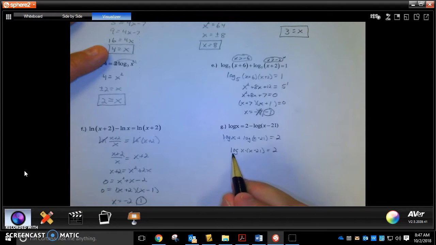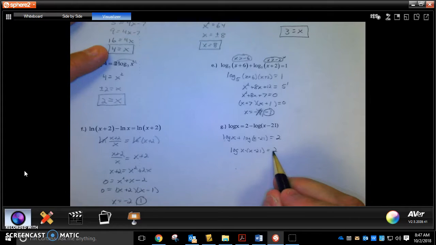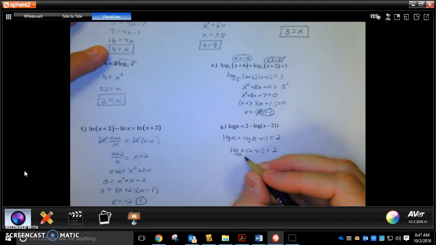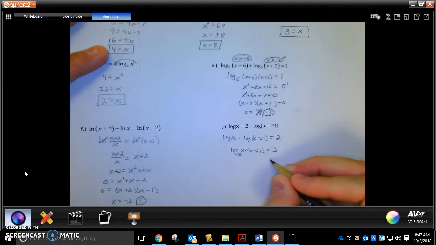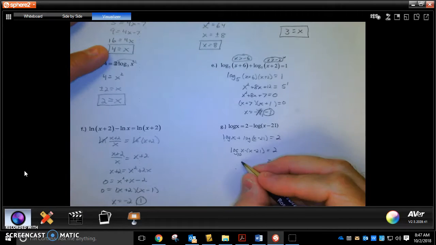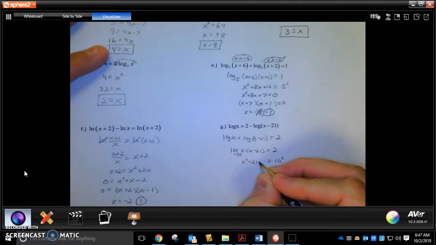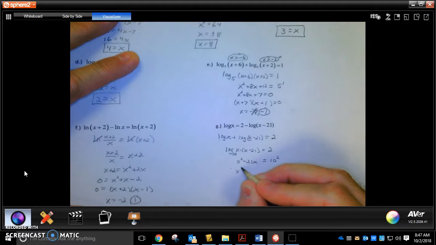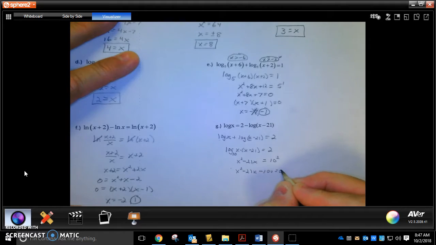Now, I have one single log on the left, and I have a number on the right. I can rewrite this as an exponential, and then I'll be able to solve. First off, this is a base 10. I can now rewrite this. This will be 10 to the second power. That's going to be over here, 10 to the second power. I'm going to go ahead and simplify this. X squared minus 21x. Now I have a quadratic. I'm going to move everything to the left. X squared minus 21x minus 100 equals 0.